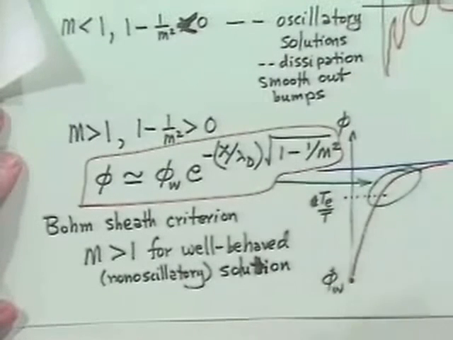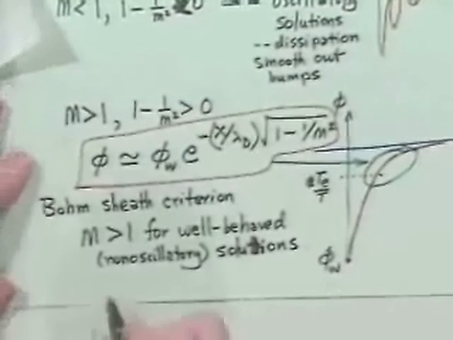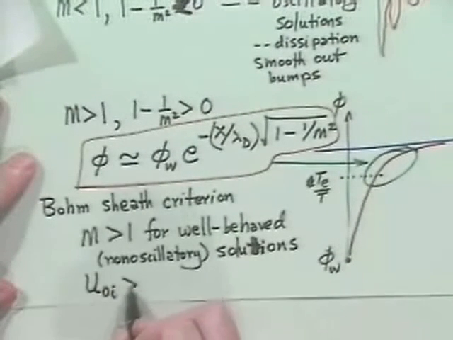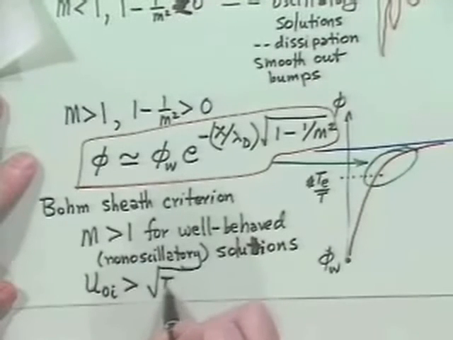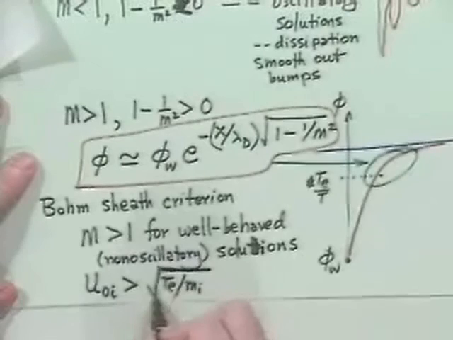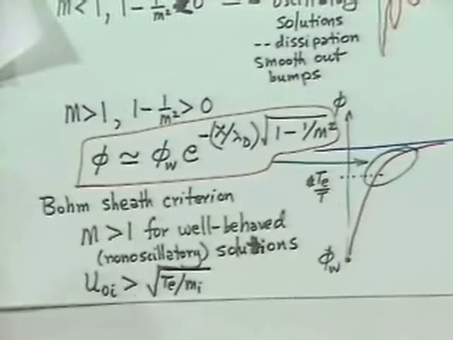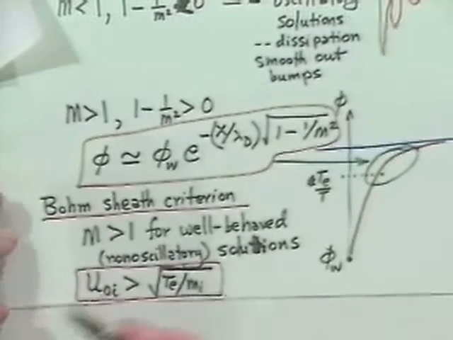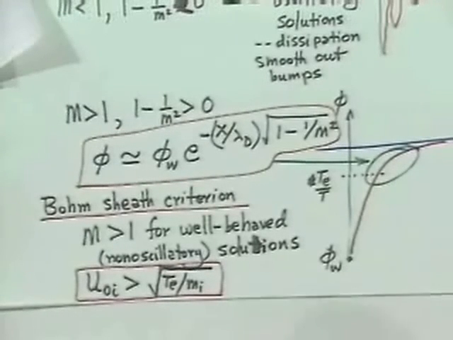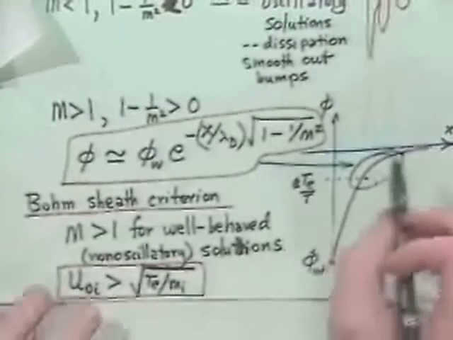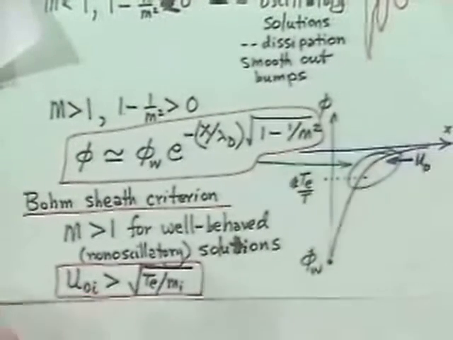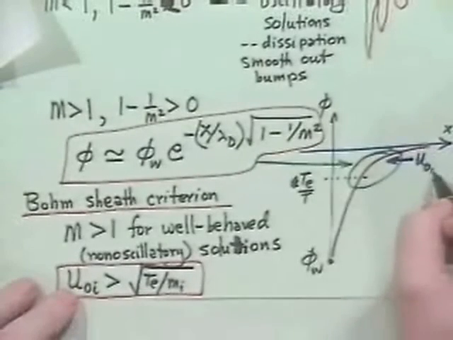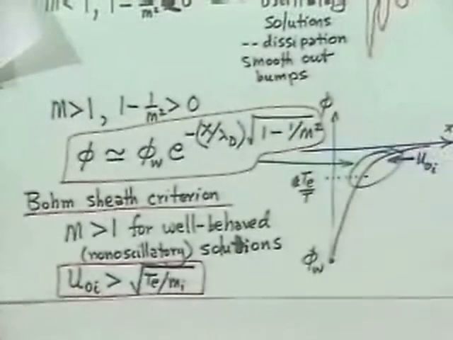Solutions. And another way of writing that is that the incoming ion flow velocity has to be greater than the sound speed, which is root Te over Mi. So this is known as the Bohm sheath criterion, and it's basically a condition on the solution of the analysis. It says that the ions have to be coming into the sheath region with a velocity u naught ion, with a little bit of acceleration due to the potential, which is greater than the sound speed. That flow velocity is greater than the sound speed.